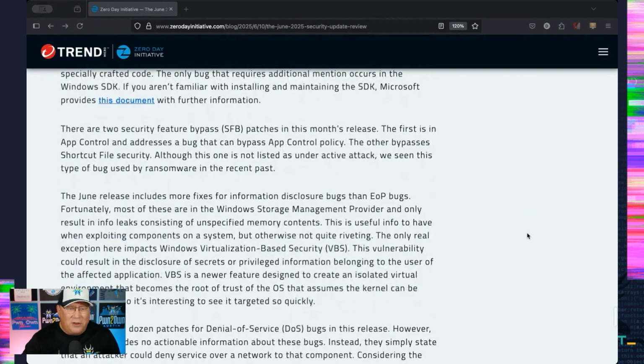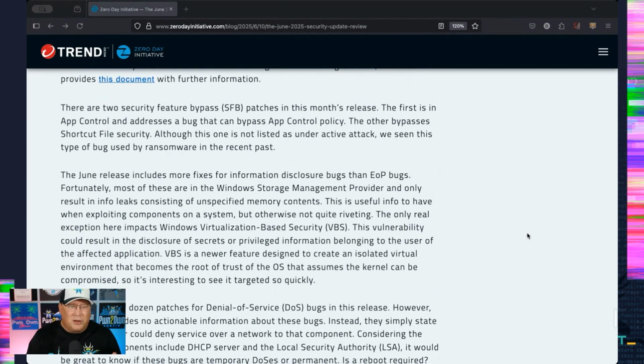There are two security feature bypasses in this month's release. First is in App Control, and as you would expect, it bypasses App Control. The other one is a shortcut file security feature bypass. This one is not under active attack, but we've seen these be used in active attacks in the past. So definitely don't ignore these just because they don't seem that pretty.